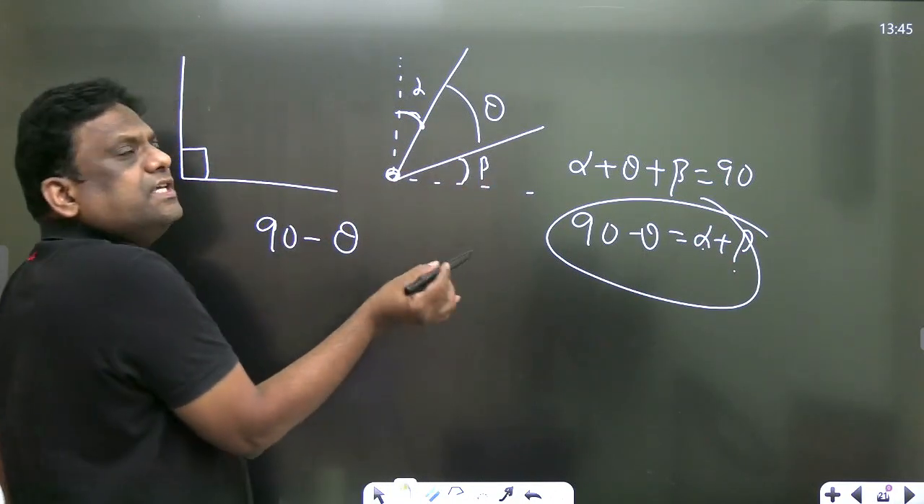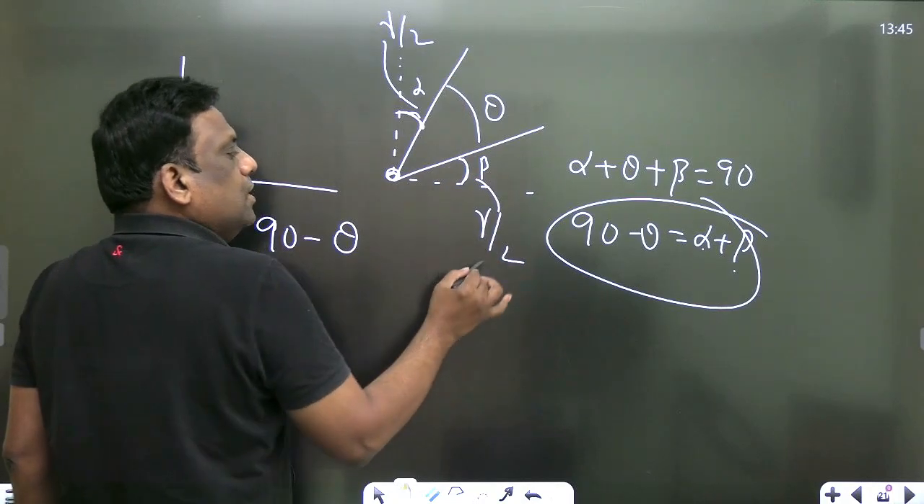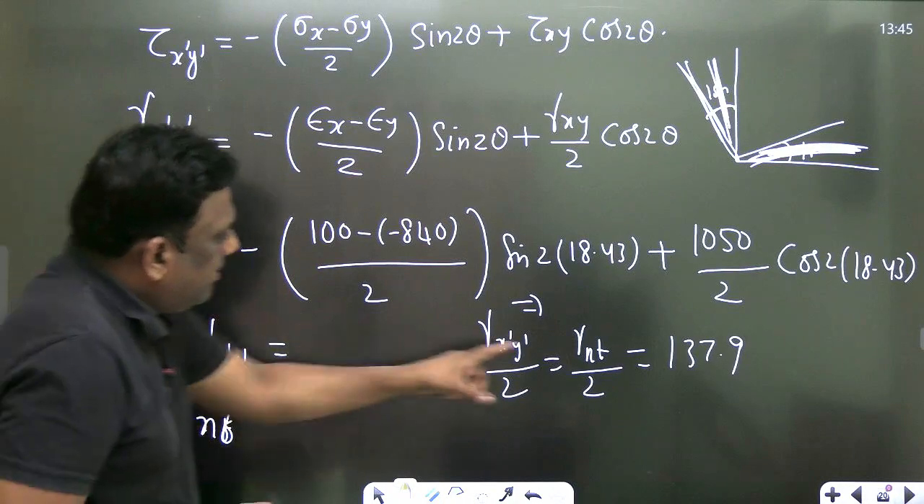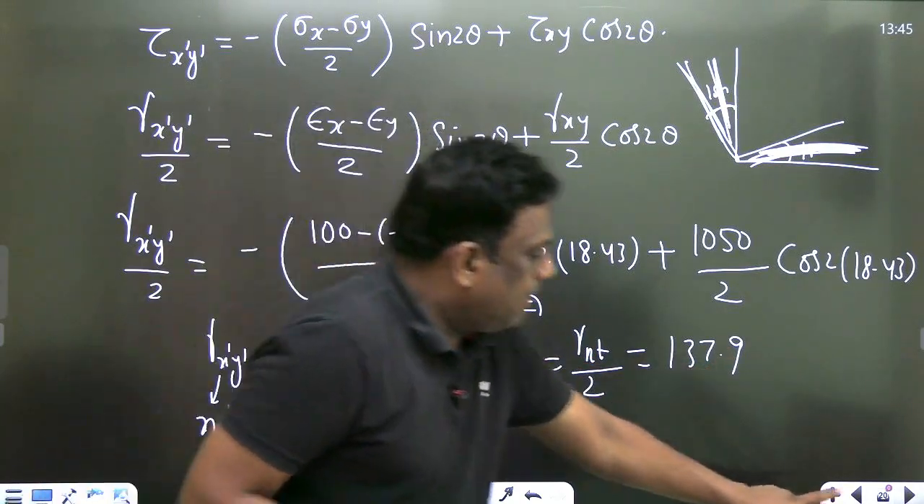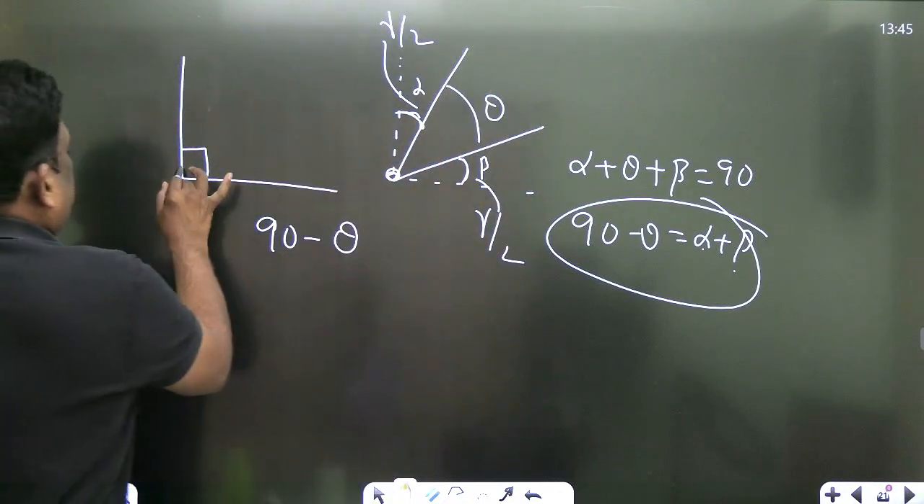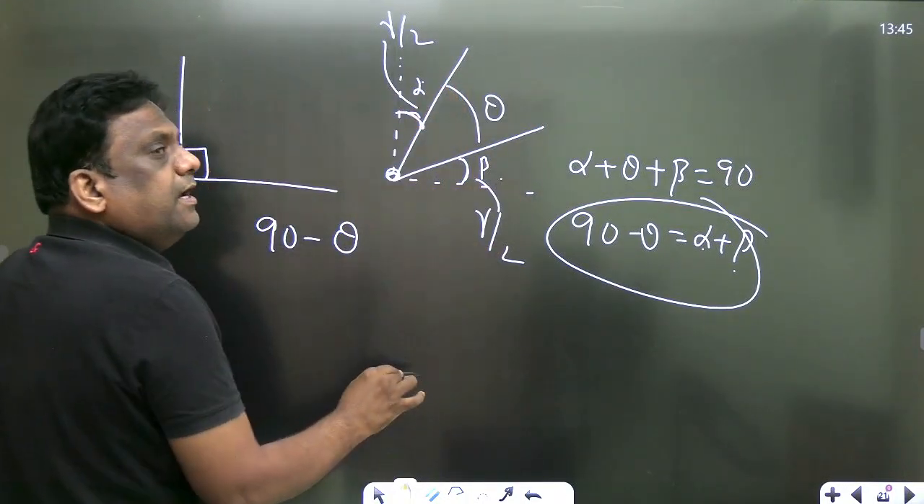Alpha plus beta. तो इस केस में क्या आ रहा है? ये आ रहा है gamma by 2. This is also gamma by 2. So when you are calculating, you will get 1 gamma by 2. That 1 gamma by 2 is 137.9 micron. But I don't want 1 gamma by 2. I want the total shear strain at this point. So what is the total shear strain? Gamma by 2 plus gamma by 2. It will be 2 gamma.